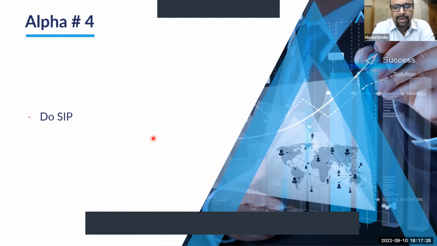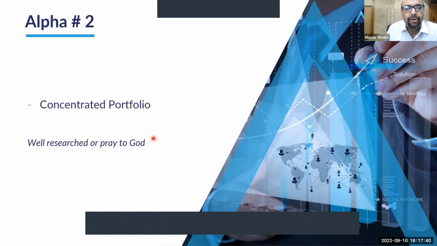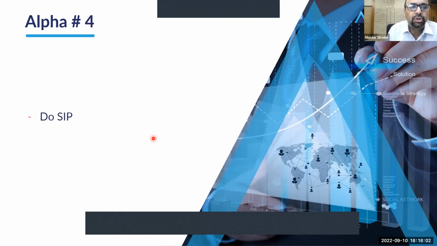This is the simplest of the strategy. So I will go back and give you a very brief of 4 strategies. Keep cash and deploy only during market crash. Second is having a concentrated, well-researched portfolio, because if you don't have a well-researched, concentrated portfolio, it can backfire. If you have a 10 stock portfolio or 10 mutual fund portfolio and 6 out of 10 is not doing well, you are dead. In a diversified portfolio, you can accommodate those losers. And so the idea number 3 is diversified portfolio and hold forever. Example, Berkshire Hathaway. And the 4th alpha creating strategy is to do SIP.